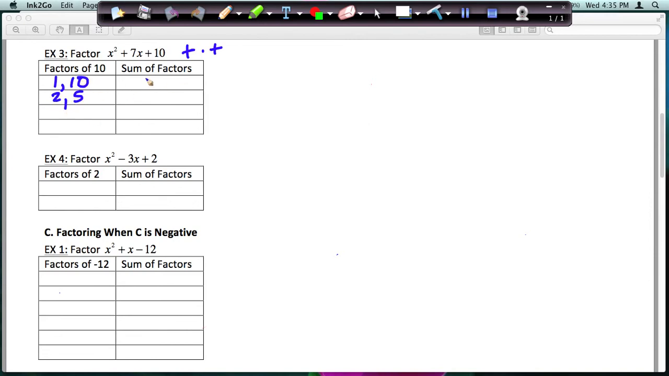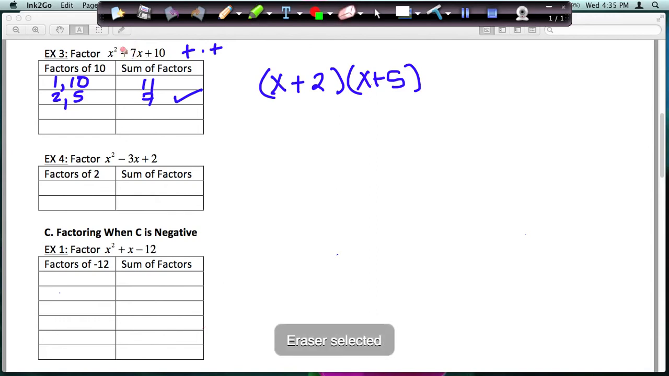And when I add those, the first one gives me 11, and the second gives me 7, and that's what I wanted. I wanted a 7. So my factors are 2 and 5. So let's draw our two sets of parentheses. Again, our first term is x squared, so I need an x and an x. And then we said the factors were a positive 2 and a positive 5. And those multiply to be 10 and add to be 7, so I know that I have solved that correctly.